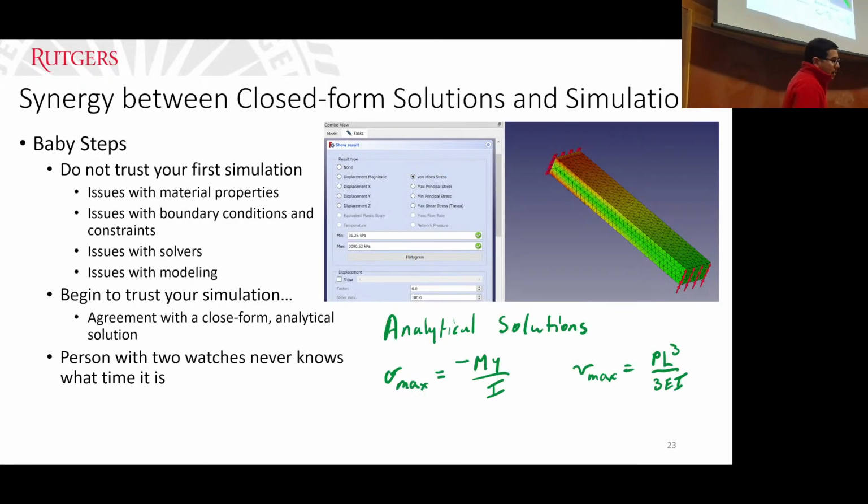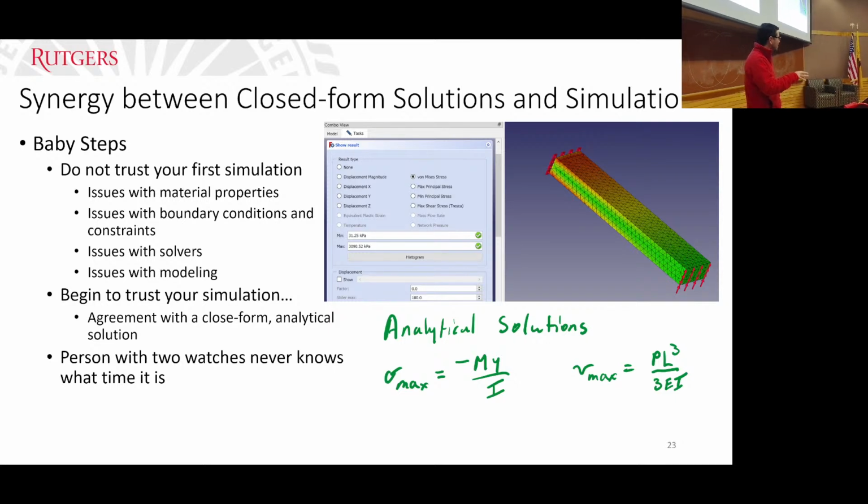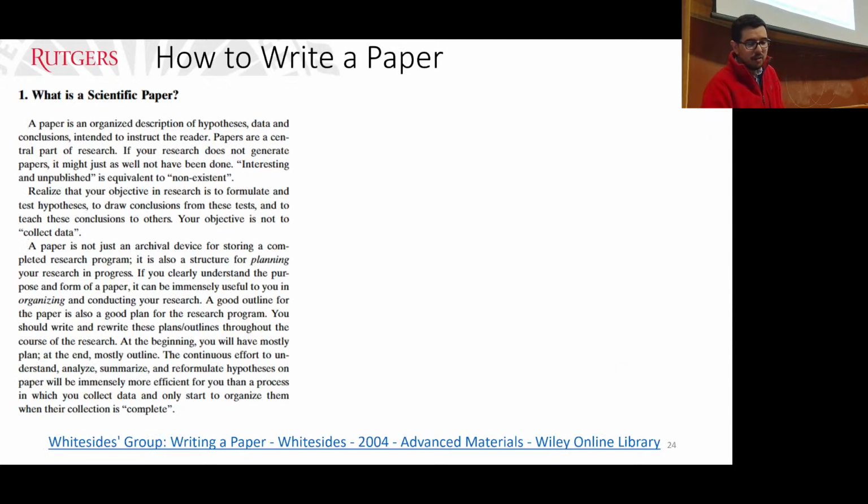This is my slide from mechanics and materials. There's a synergy between the closed form solutions, the analytical solutions, and the simulations. That synergy, right, is what I like to call the baby step. First, get your simulation to work on something that you know, or you have a reasonable belief that is correct. After you've got that, make it more complex. Okay?